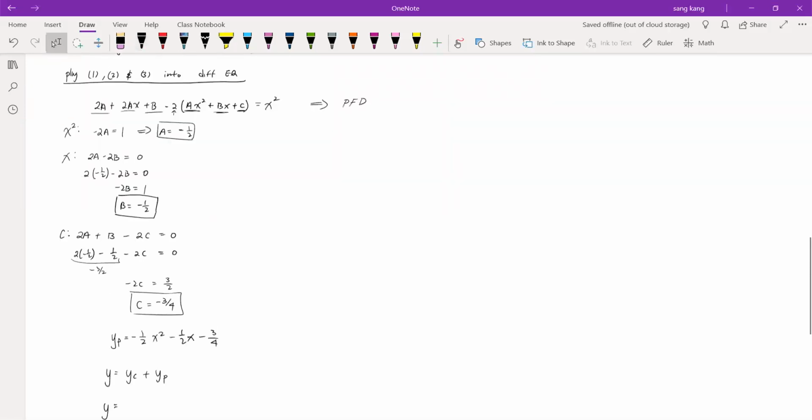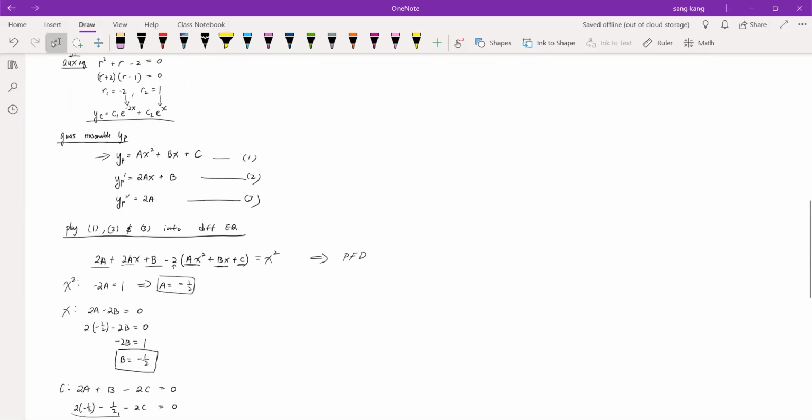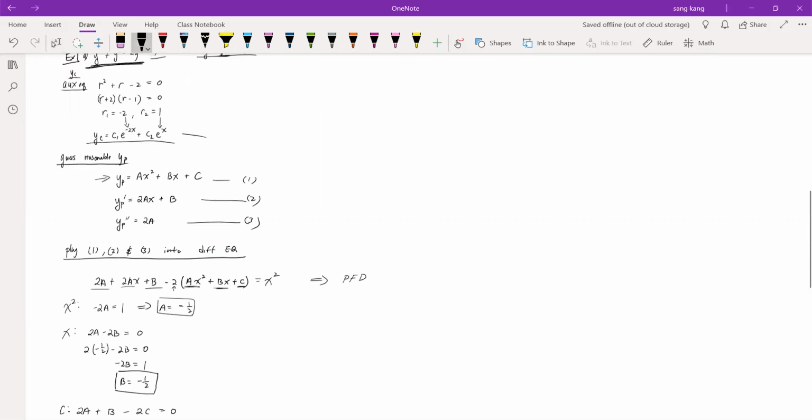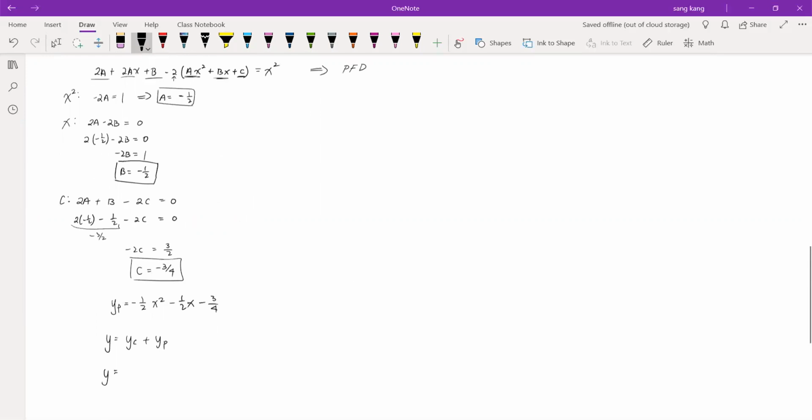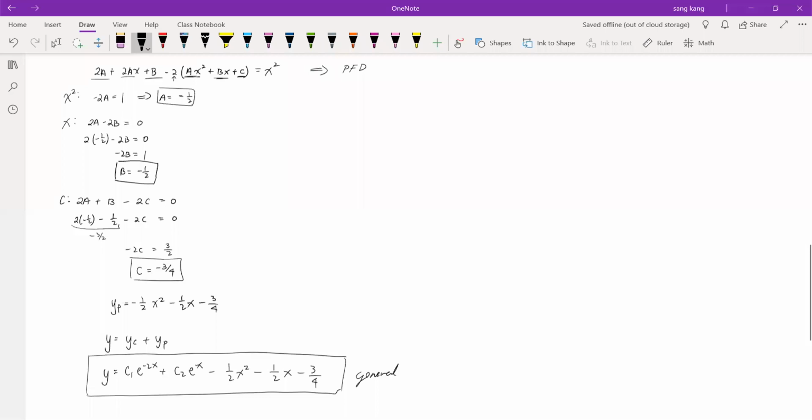So our complementary we found here, right? So y equals c1 e to the -2x plus c2 e to the x plus our particular, which is -1/2 x squared minus 1/2 x minus 3/4. So here's our general solution.